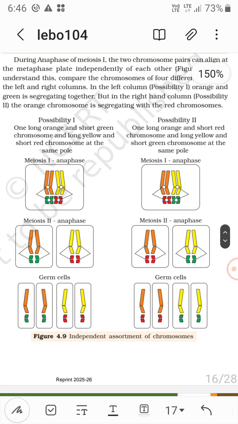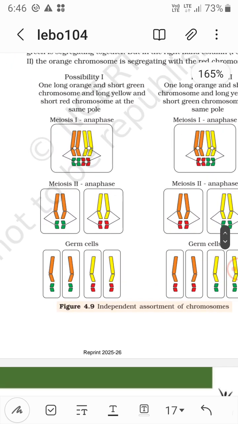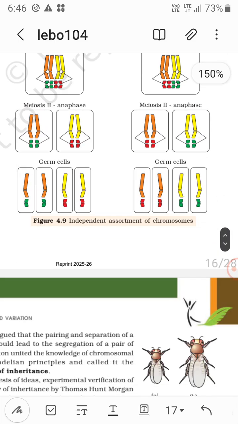Now possibility 1, possibility 2. Independent assortment of chromosomes is given in here. Okay, so this is germ cell formation.